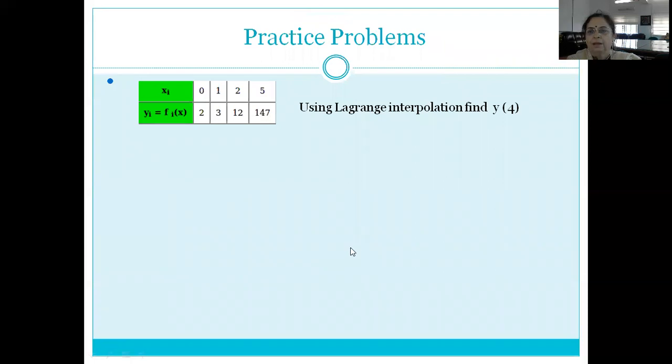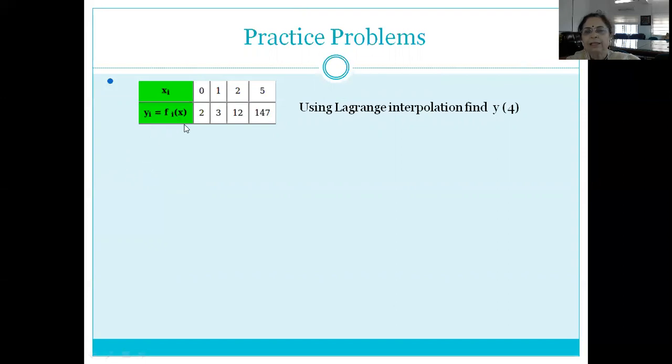In the practice problems, I will just tell you how to solve this problem. We are given again 4 data points. They are not evenly distributed, and the corresponding function values are given as 2, 3, 12, and 147. So we will be calling them x0, x1, x2, x3, and the corresponding values y0, y1, y2, y3. Now we also have the option to calculate the weighing factor for each x data point separately. Suppose I decide to calculate L0 separately.